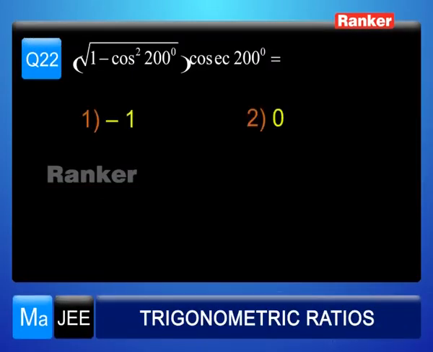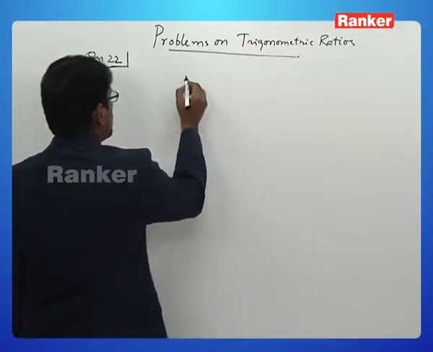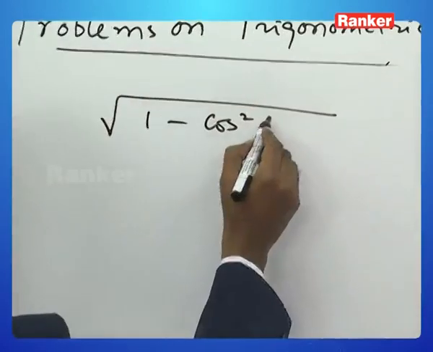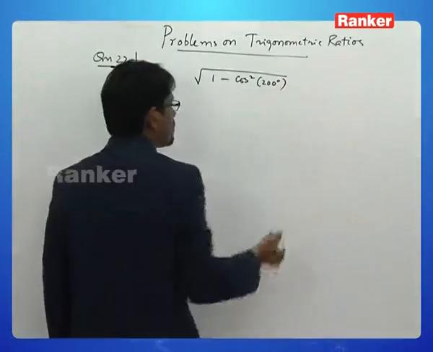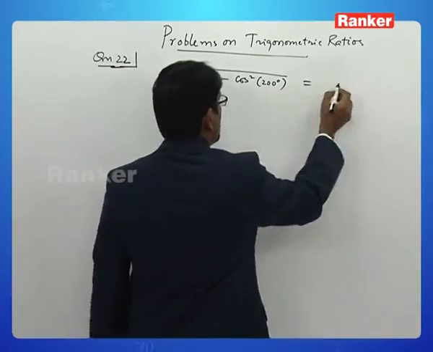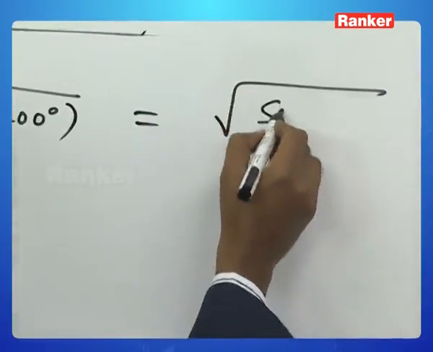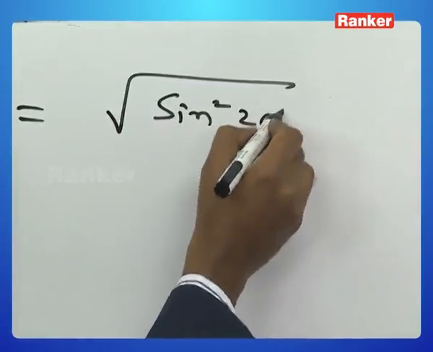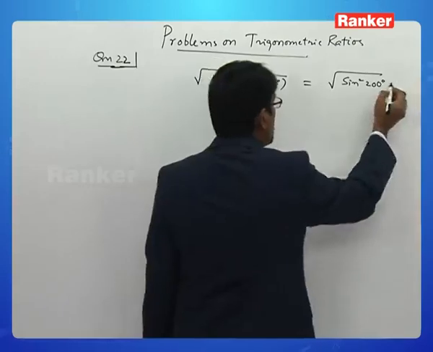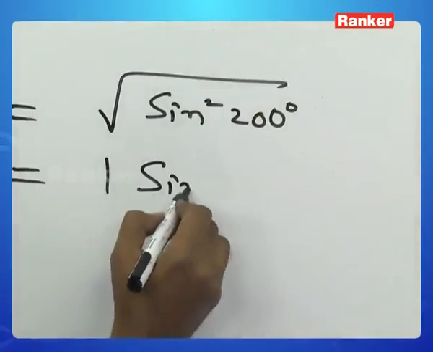Under root of 1 minus cos square 200 into cosecant 200 degrees is equal to, first option -1, second option 0, third option 1, fourth option 2. Root 1 minus cos square of 200 degrees. What is this equal to? This is root sine square 200. Root of x square is mod x, we know. This is mod sine 200.